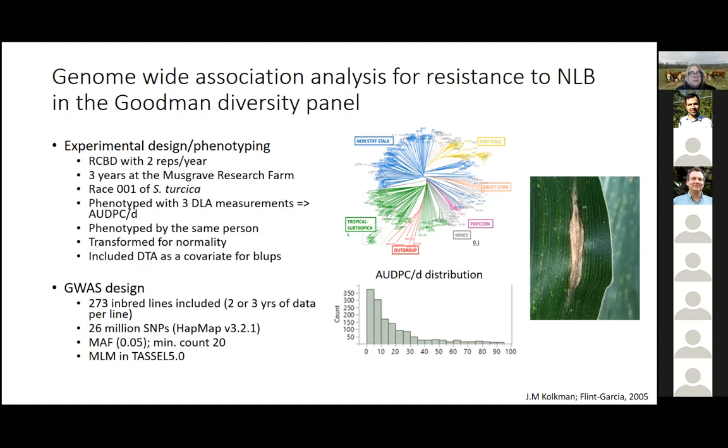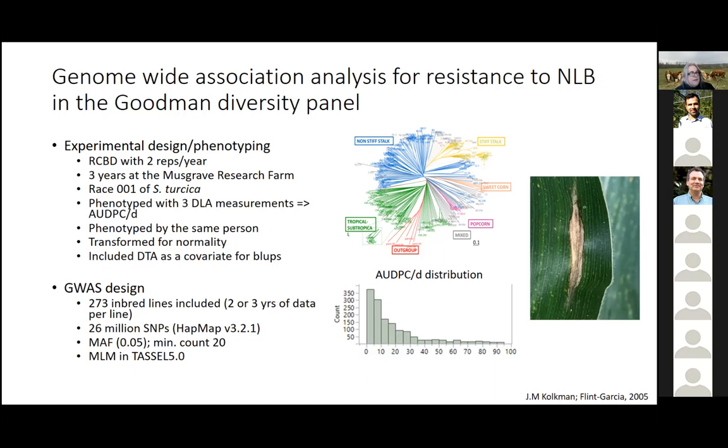I phenotyped using 3 DLA measurements and created an AUDPC per day metric. The phenotyping is done by the same person. So I'm the one who phenotyped all of this, 3 years, 3 times per year. So I had the same visual bias, because it is a visual score, which is a percentage; each DLA is a percentage. It's important to have that same bias. People can have different biases, but as long as that same person is measuring at the same time, that helps.